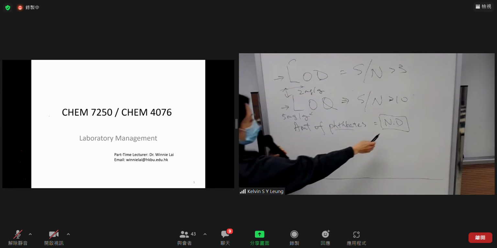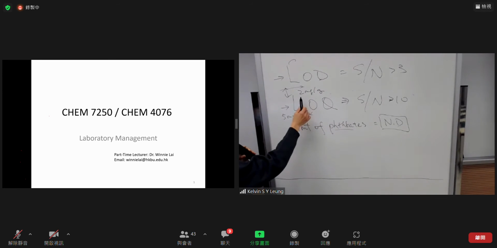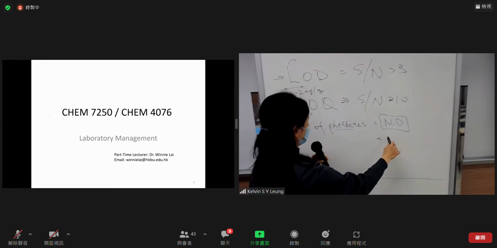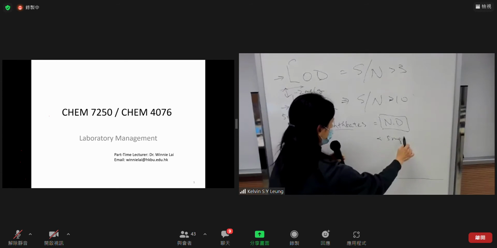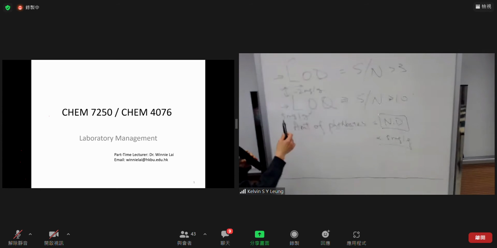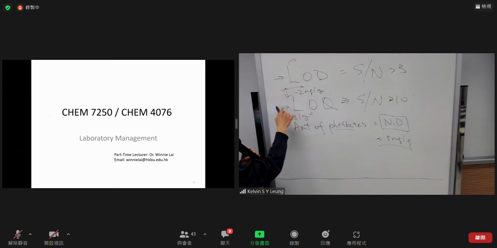So ND here means anything lower than 2 mg, they will report as ND. If your sample is in between 2 and 5, then they will report it as smaller than 5 mg per gram in the report, okay? They won't give you an exact value like 3.5 or 4.38, something like that. They won't, okay?